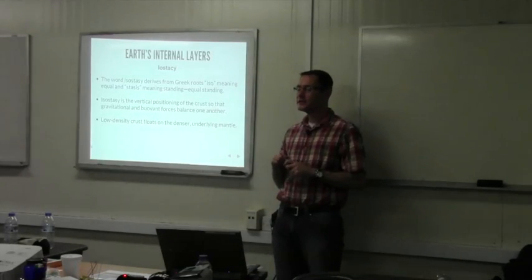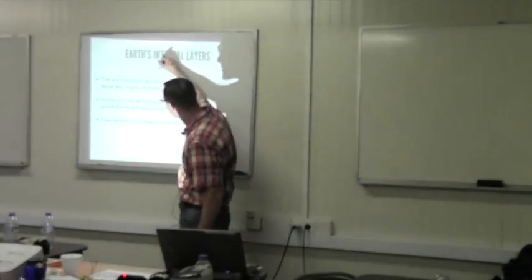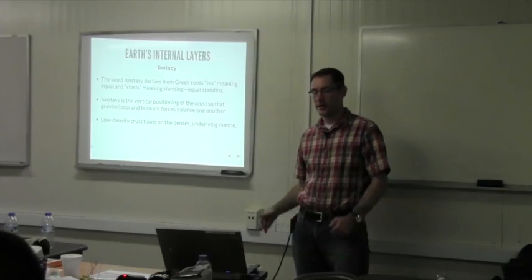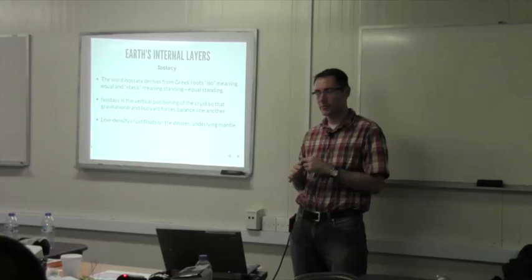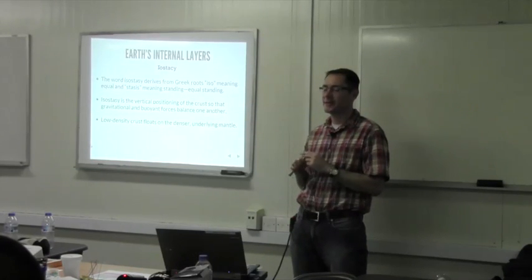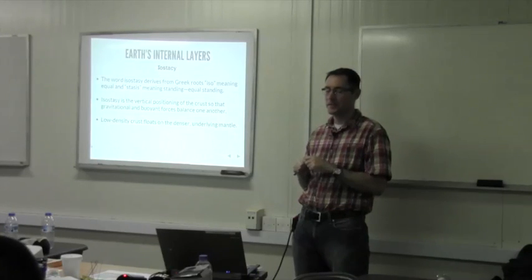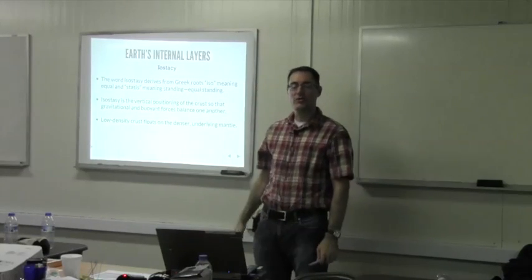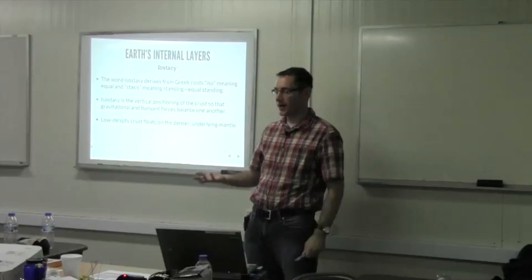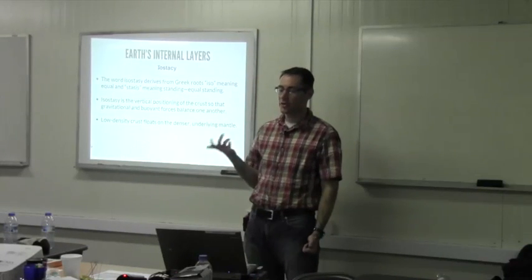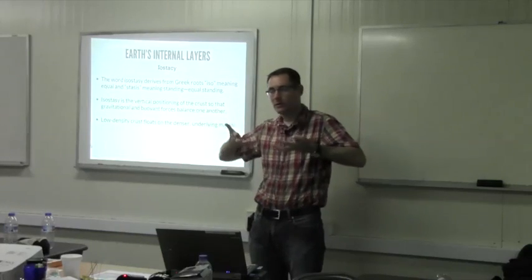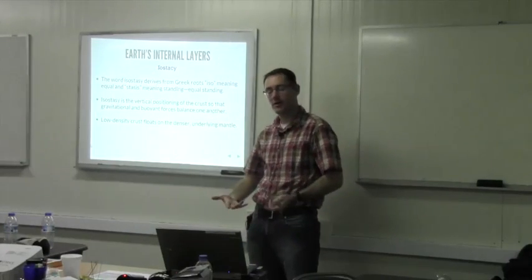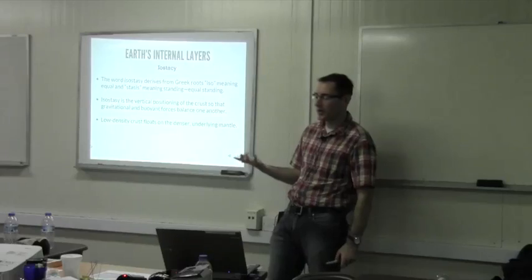So, the internal layers. This is isostasy, by the way. The word isostasy derives from the Greek roots iso, meaning equal, and stasis, meaning standing. Equal standing. Isostasy means the vertical position, up and down, so that you've got the gravitational force and the buoyant force on this part of the crust. The low density crust actually floats on the mantle, even though it's giant. If you walked up to it, you wouldn't call it floating. But in a bigger picture, the crust is actually floating on the mantle.